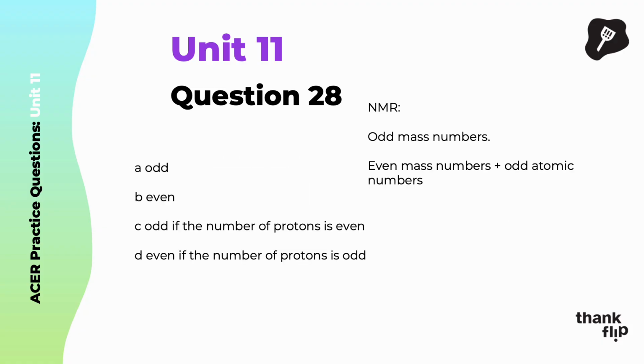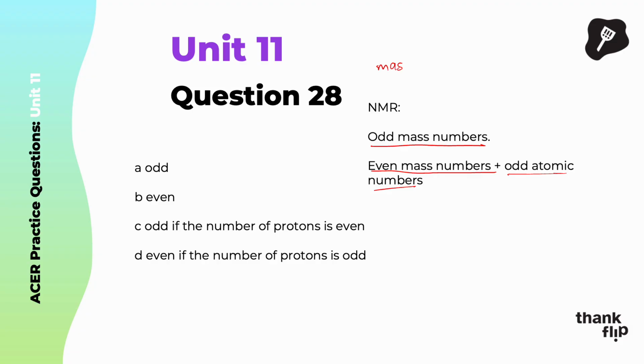So question 8 is asking us about the number of neutrons in the nucleus of an atom where NMR occurs. So we know that this particular atom needs to either have an odd mass number or it needs to have an even mass number plus an odd atomic number. Now, where do neutrons come in? Neutrons come into the mass number, okay?